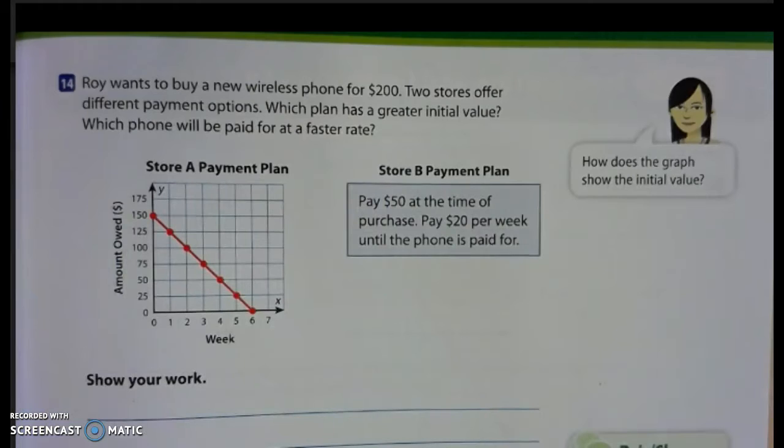Roy wants to buy a new wireless phone for $200. Two stores offer different payment options. Which plan has a greater initial value, and which phone will be paid for at a faster rate? So we've got store A and we've got store B. Now, if you look at store A, they told us that he's going to buy a $200 phone. Okay, he's just comparing two stores.